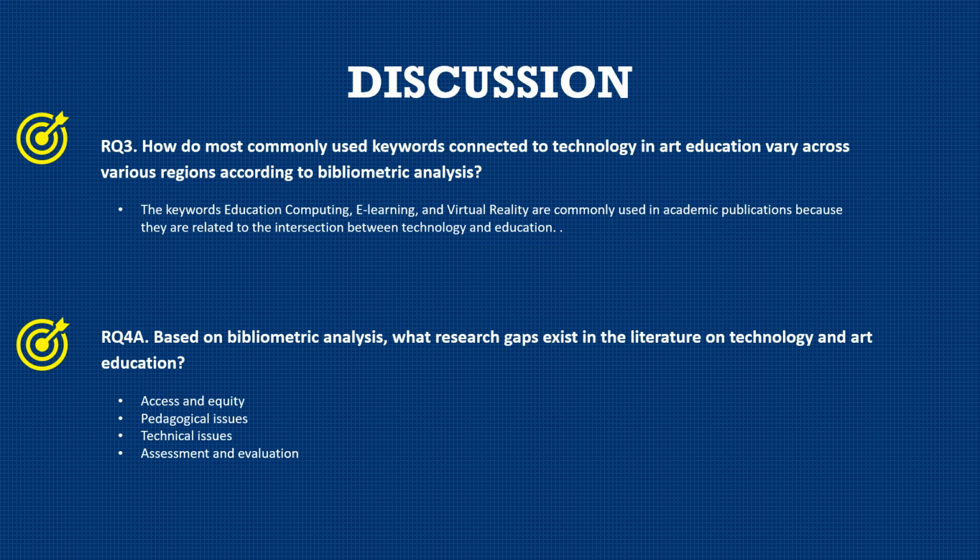RQ3, how do the most commonly used keywords connected to technology in art education vary across various regions according to bibliometric analysis? The keywords education computing, e-learning, and virtual reality are commonly used in academic publications because they are related to the intersection between technology and education.